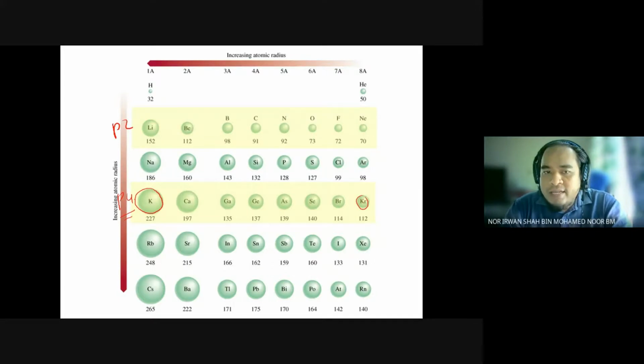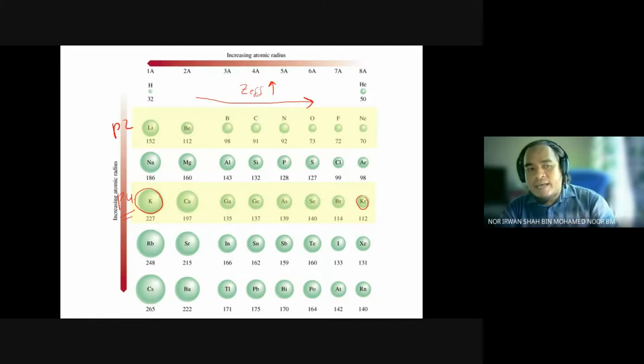Dia punya size juga, size of atom ataupun kita katakan the atomic radius or atomic radii also are getting smaller and smaller and smaller. Why? Because as we move across a period, what happen actually? Effective nuclear charge increases. So dia akan memberi kesan kepada size of atom apabila effective nuclear charge ini bertambah guys. Alright, so itu untuk kalau kita move across a period.